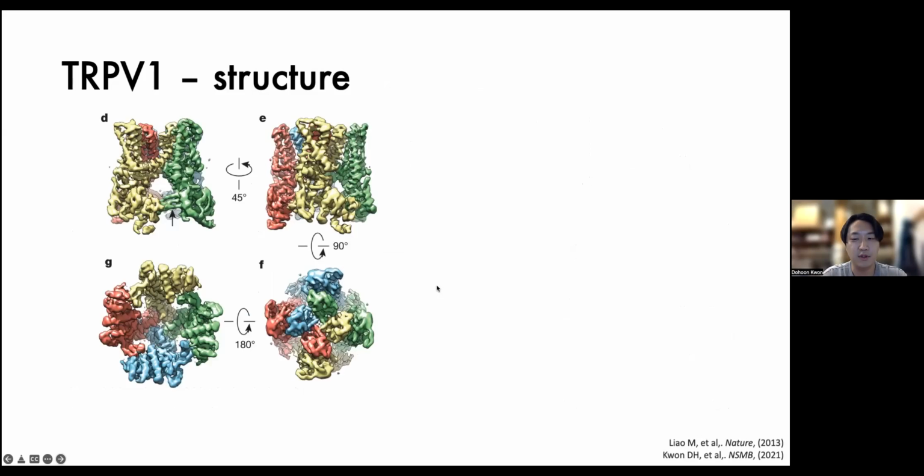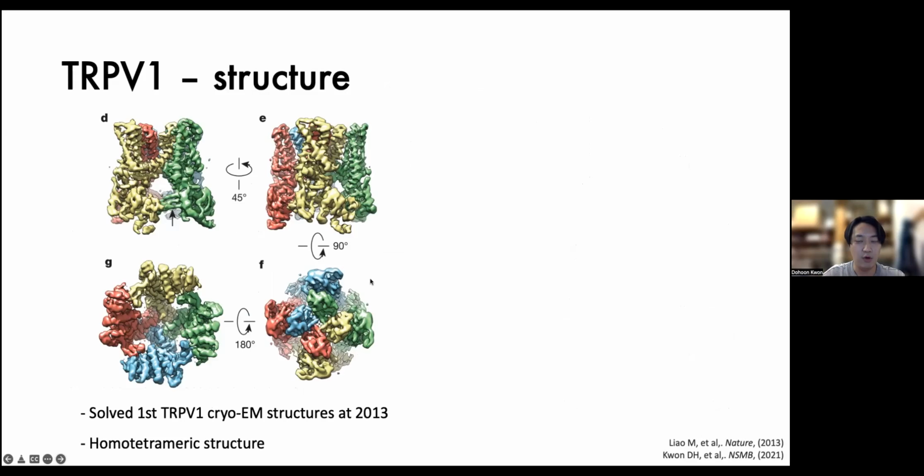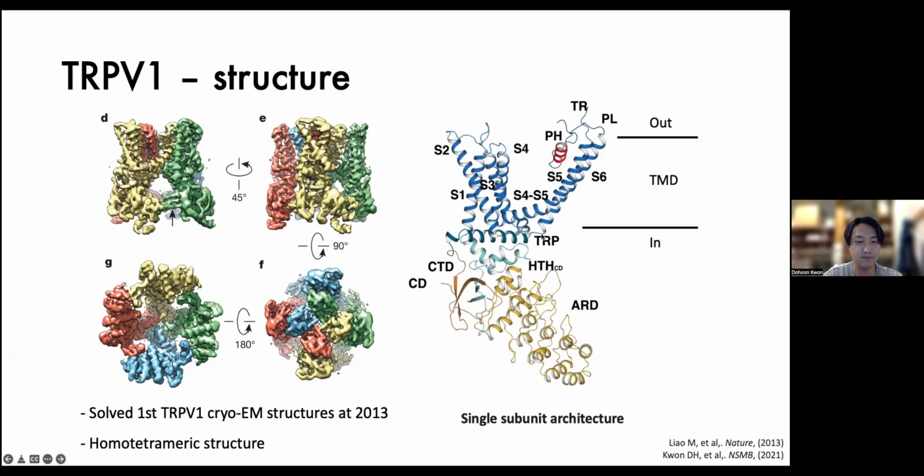I think many people might already know the TRPV1 cryo-EM structure was solved in 2013 by David Julius and Yifan Cheng's group. Their work was groundbreaking in structural biology and the TRP channel field. As far as I know, this TRPV1 structure was the first atomic resolution structure using cryo-EM, the resolution revolution. As you can see here, TRPV1 is a homotetrameric structure like other TRP channels.